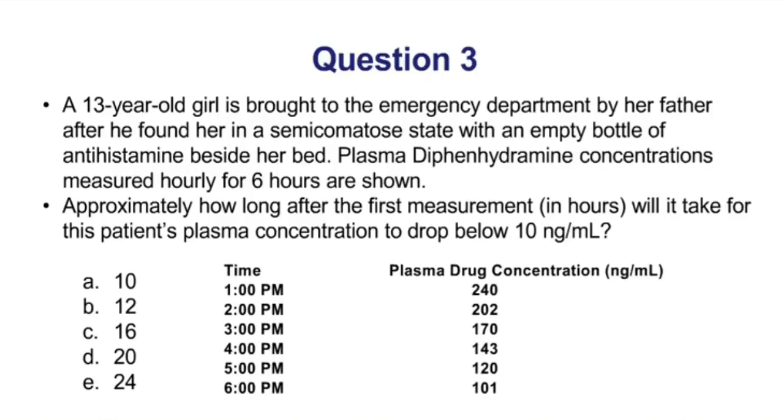The fifth half-life takes us from 15 down to 7.5, so it's going to take us 5 half-lives to drop below 10 nanograms per mil. It's 5 half-lives times 4 hours per half-life. 5 times 4 is 20. Choice D is the correct answer.